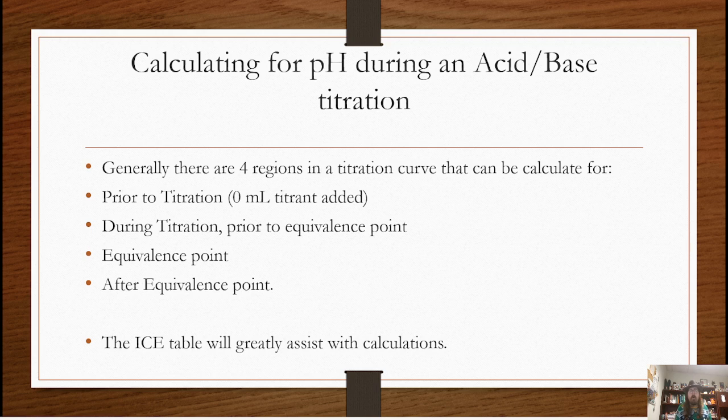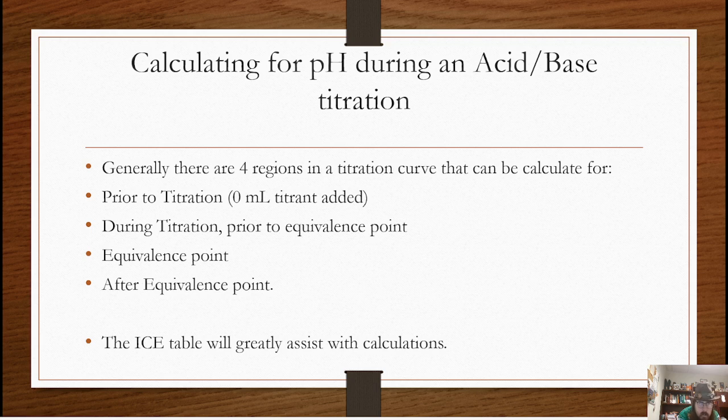Region 1 is essentially prior to the titration. It is always the easiest region, where essentially 0 mL of the titrant has been added. 0 mL of base, 0 mL of acid. If you're adding base to an acid, you treat your acid like a strong acid or just a weak acid.